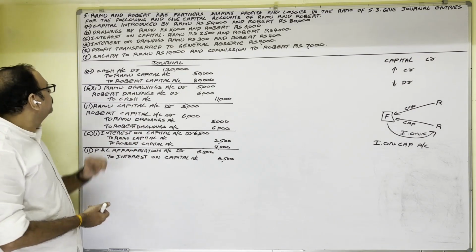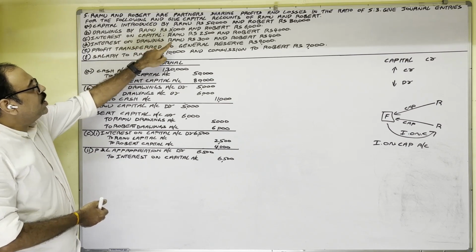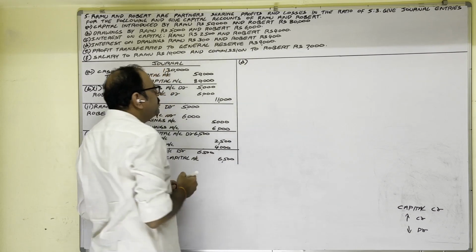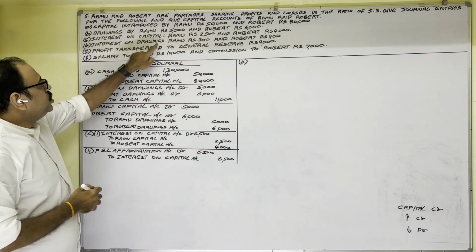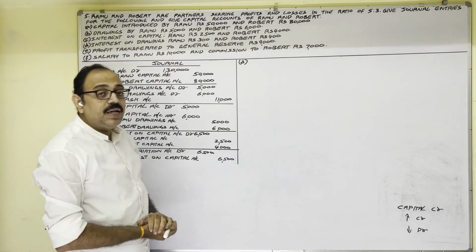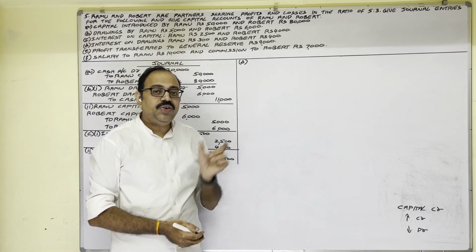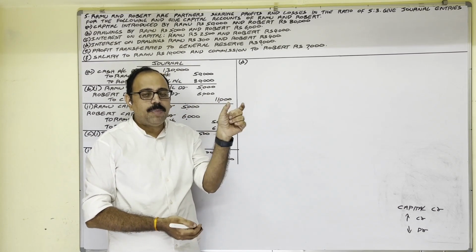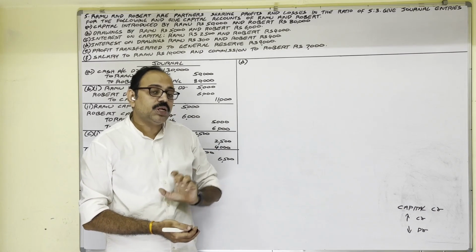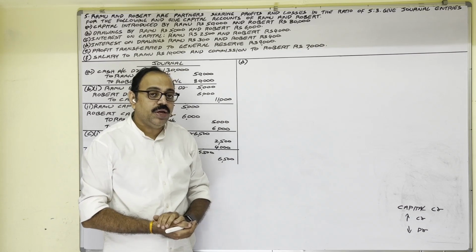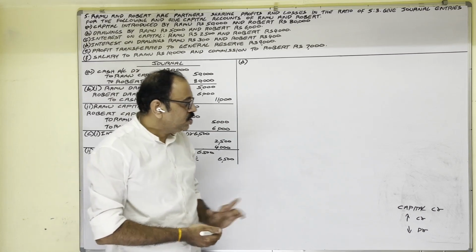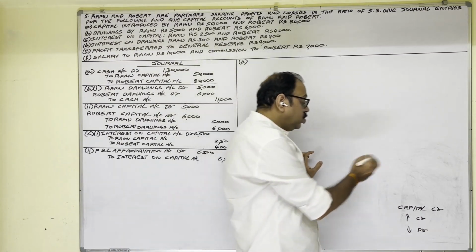Next, come to the debit entries. Interest on drawings: Ramu 300 and Robert 400. I am writing the entries here. Recollect the first year's final accounts: from capital, first drawings we should subtract, then interest on drawings we should subtract. So interest on drawings from capital we have to subtract. Now, who should pay interest to whom?